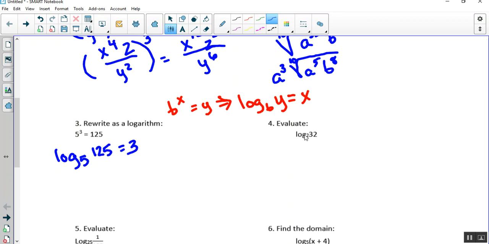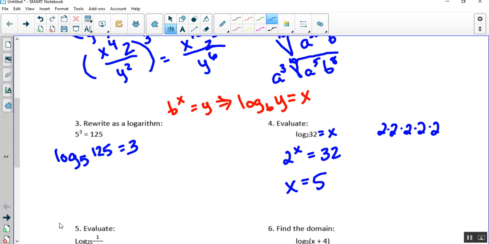Okay, to evaluate a logarithm, you want to rewrite it so it looks like an equation. So you can just write equals x after it. And then the base of your log is 2. The answer is the exponent, and this equals 32. So I need to answer the question 2 to the what is 32. So 2 times 2 is 4, times 2 is 8, times 2 is 16, times 2 is 32, so 2 to the 5th. So x is equal to 5.